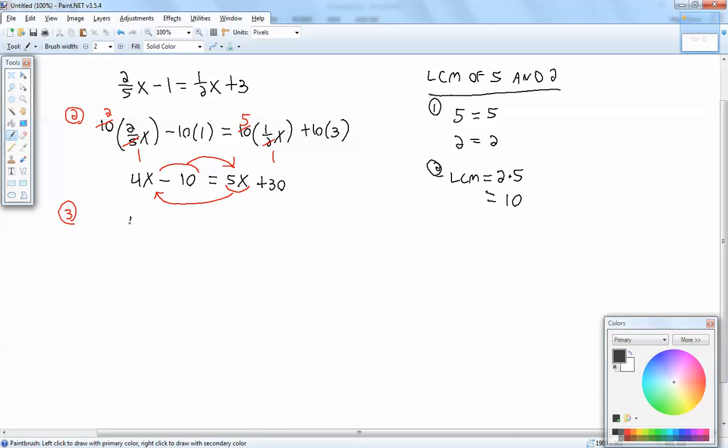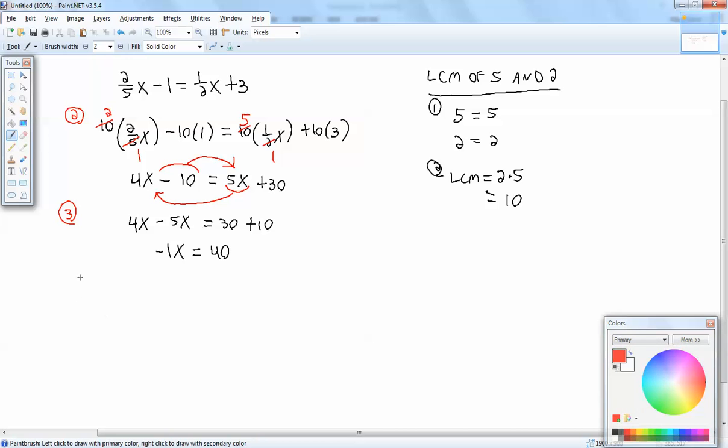Now again, when you move anything across your equals, your sign changes. So the positive 5x becomes a negative 5x. The negative 10 becomes a positive 10. Now our note up at the top said any step combine together like terms, combine together numbers. 4x minus 5x is negative 1x. And 30 plus 10 is 40.